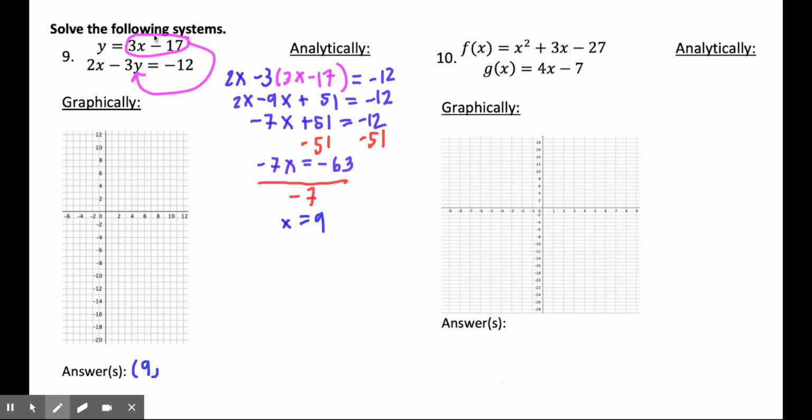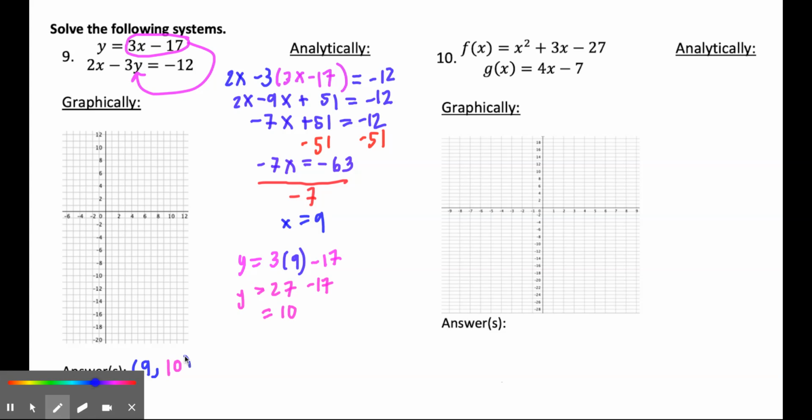And then to find the y-coordinate, you plug it into either of these. This one's a little easier. So y equals 3 times x, which is 9, minus 17. So that's y equals 27 minus 17, which is 10. So your y-coordinate is 10. So your point of intersection is 9, 10. So up here.